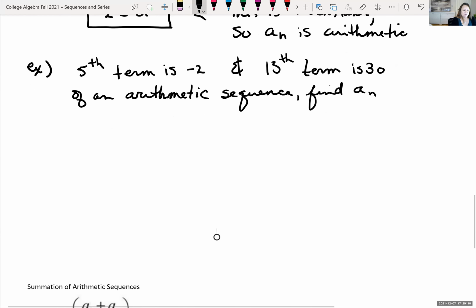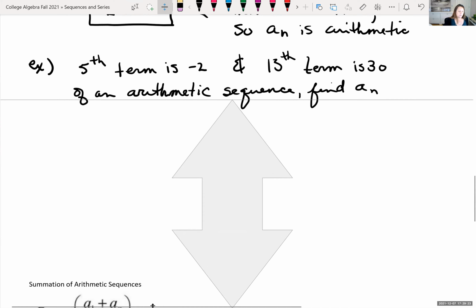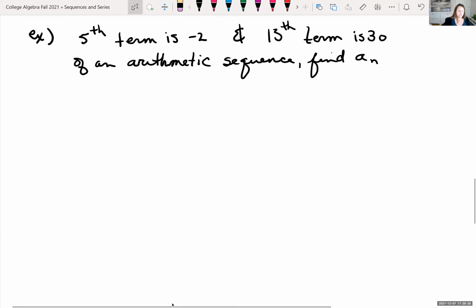So when they give you multiple terms of a sequence and they ask you to find what that sequence is, we pretty much have a system of equations. And so let's look at one of those forms of the definition, and let's use that last one that we determined. So a sub n, we know the nth term of an arithmetic sequence is always equal to the first term plus n minus 1 times d.